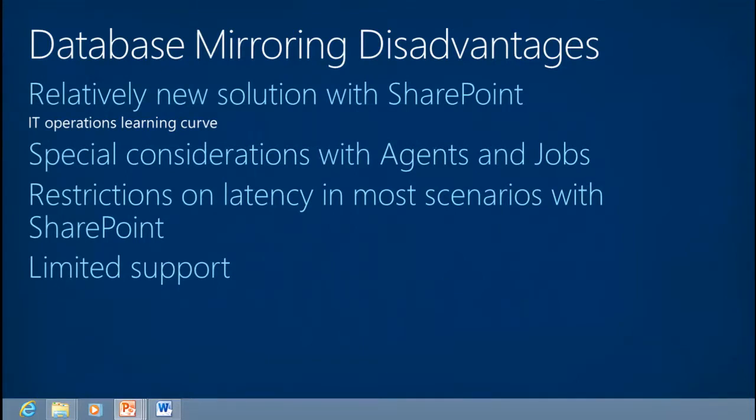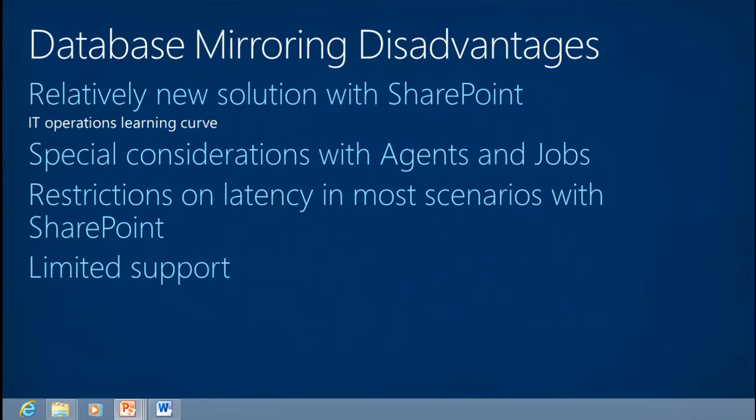You also have some special considerations with agents and jobs that you don't have with failover clustering. Failover clustering is instance level. So when you fail over, all of those agents and jobs related to SharePoint are going to be there. With database mirroring, they're not. They have to be recreated on the mirror. So you set it up on the principal, you move to the mirror, and then you set up your agents and jobs there again.